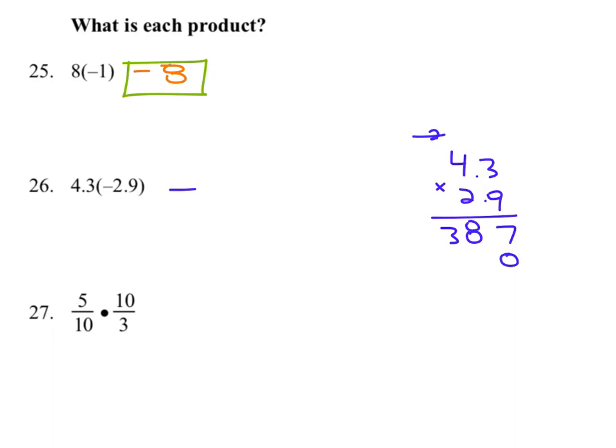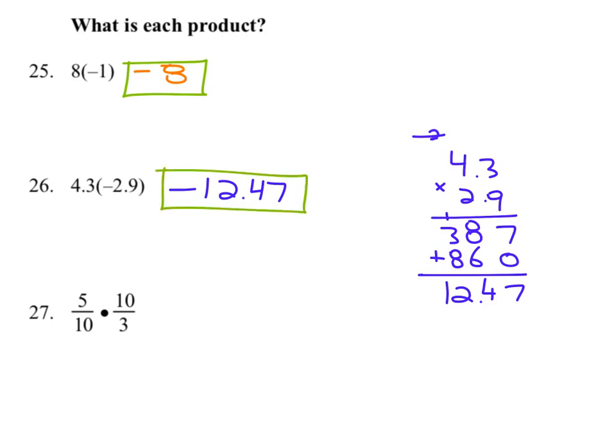0 placeholder, that's done. 2 times 3 is 6, 2 times 4 is 8, and we've got 12.47. Why is it 12.47? Because there's 2 digits behind a decimal here in the total problem, so there's 2 in the answer, and we get 12.47. And it was negative, so negative 12.47, or negative 12 and 4700.